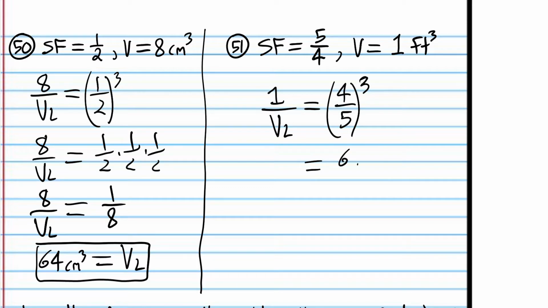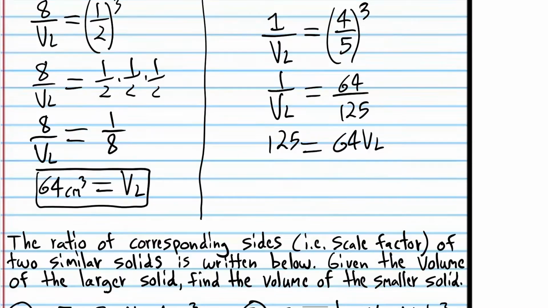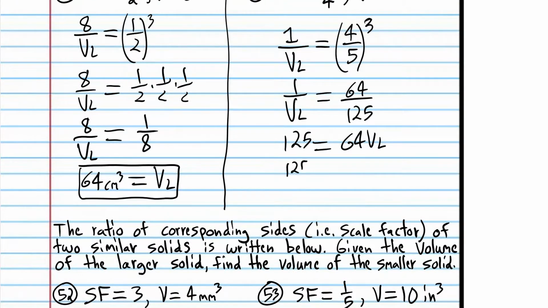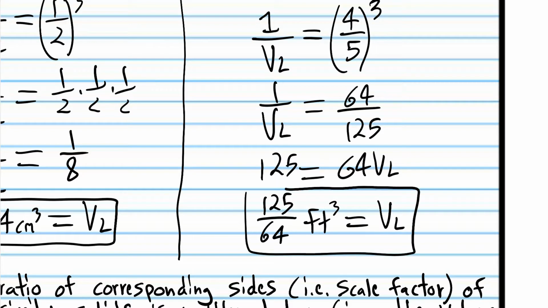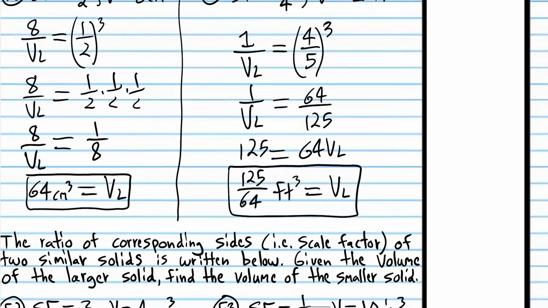So now 4/5, 4 cubed would be 64, and 5 cubed is 125. We don't really have a lot of room to write that out, so just do cross multiplication. We get 64 VL is equal to 125. Divide both sides by 64, and we get 125 over 64. I know it's kind of strange, but we can just leave it like that. There's no reason why we can't leave it like that. You might want to enter it into your calculator and write it as a decimal, but I'm just going to leave it in that form.